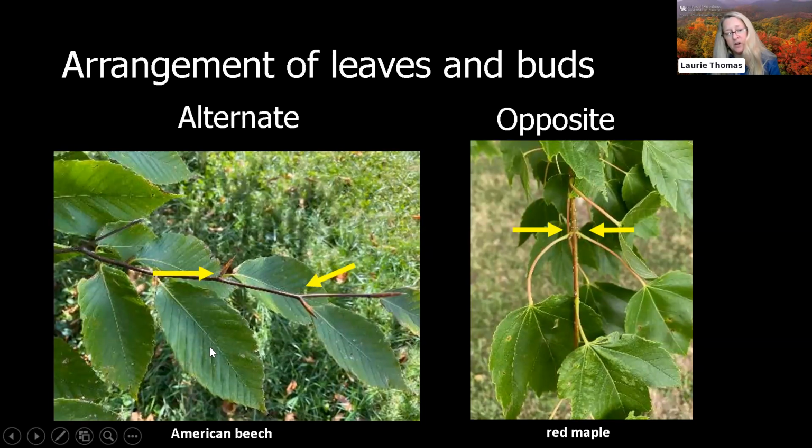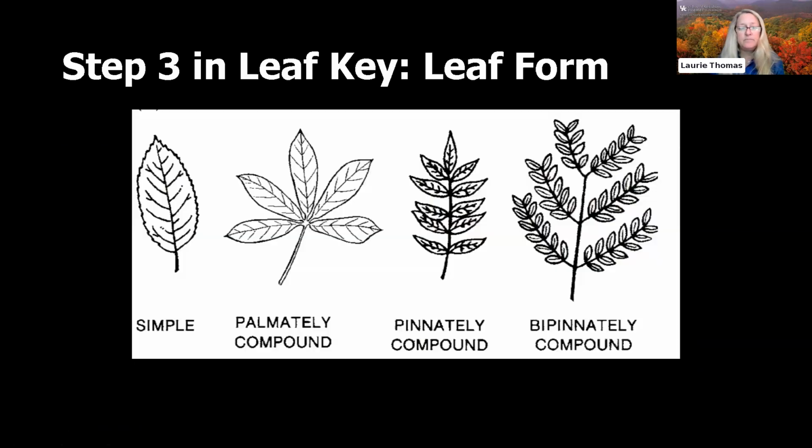We've got a bud here, leaf there. But you see how they zigzag, they alternate on that twig. Or we have oppositely arranged right here. And you can see the leaf is right next to each other, as are the buds on this red maple right here. Remember, the maples have oppositely arranged leaves. Okay, so that was leaf arrangement.